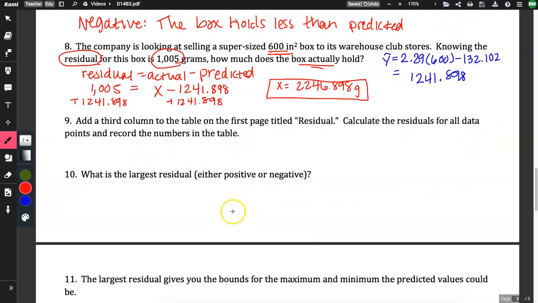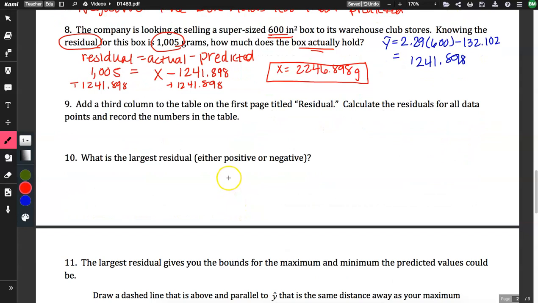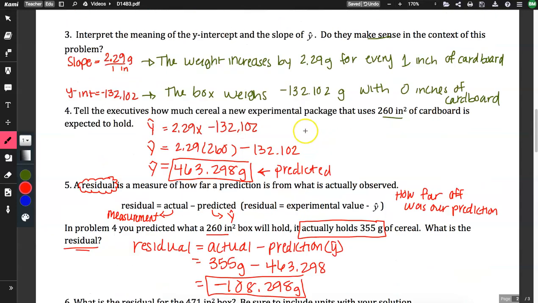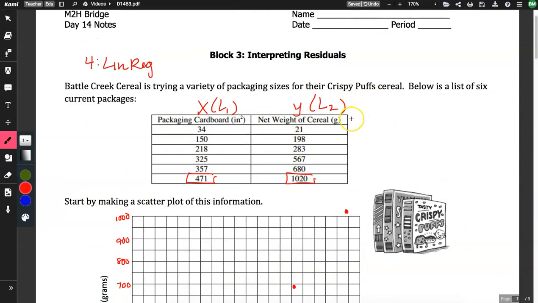Okay, so the next part is going to take a little bit of time, unfortunately, but it's not too hard. It just kind of takes time. So we're going to add another column to our table, and we're going to calculate all of those missing residuals. Okay, so let's go up. I actually want you to add 2 columns instead of just 1. So I'm going to extend this here and then divide that in half. So we're going to add 2 columns. We're going to call this first column Y hat, and the next one is going to be your residuals.